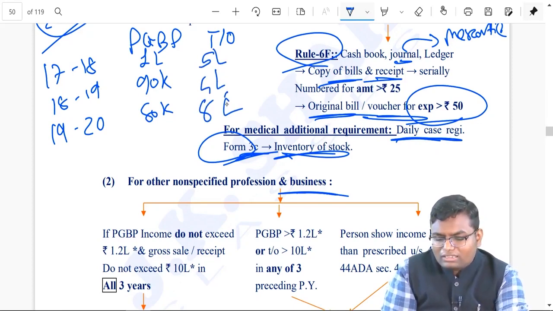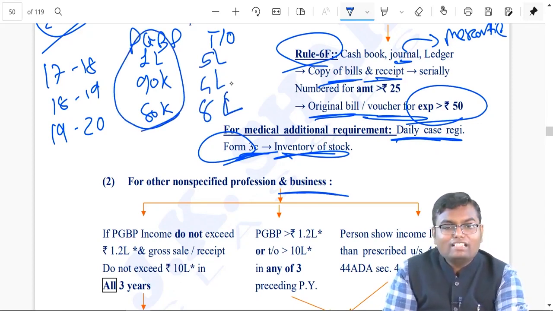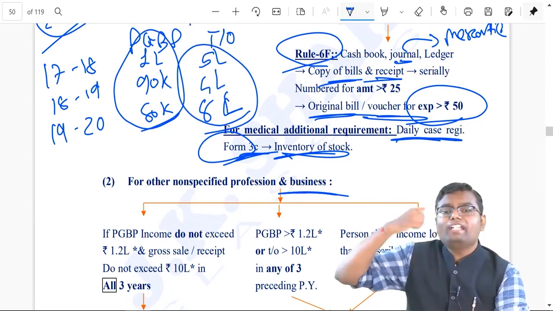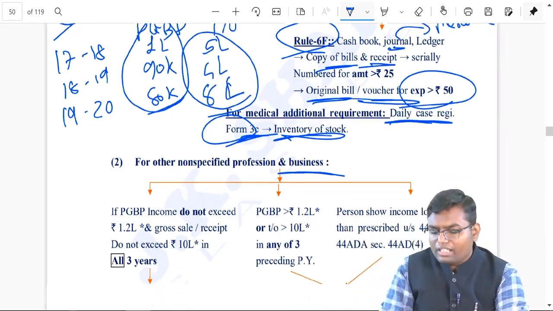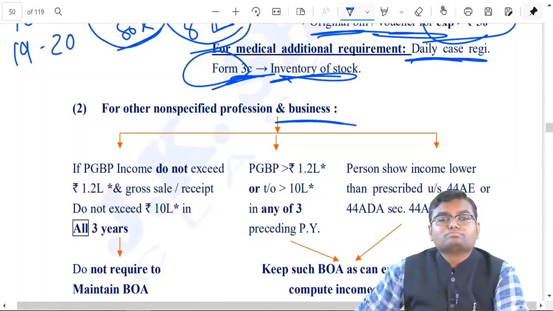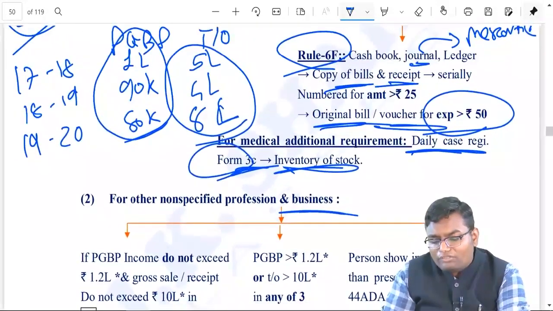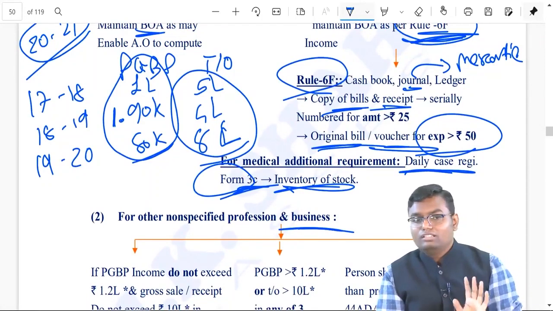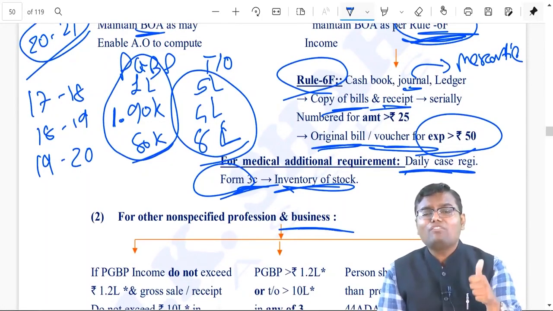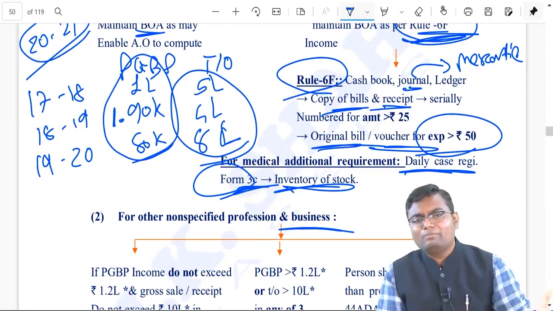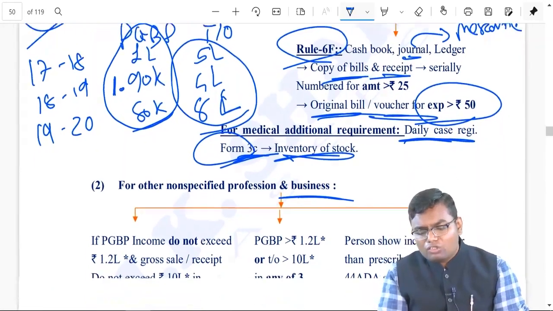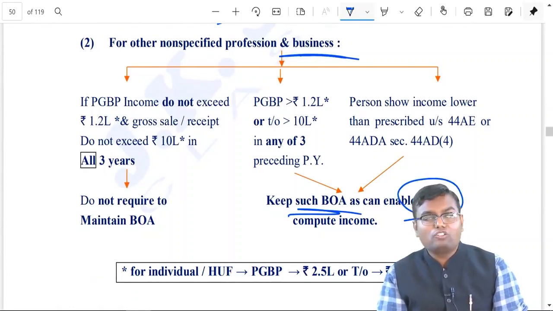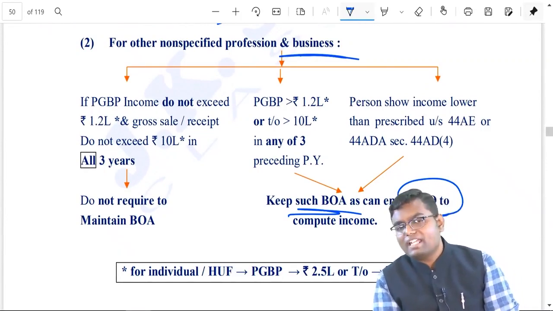Can I say in all the 3 years PGBP income is less than 1 lakh 20,000 and turnover is less than 10 lakh? Don't maintain books of account itself. You are not required to maintain books of accounts. But if any one of the things exceeds the limit, here let's say 1.90 lakh, turnover is not more than 10 lakh, but in one of the years PGBP income exceeds 1.2 lakh, then I have to maintain books of account, but only those books of account from which the assessing officer can determine my income.